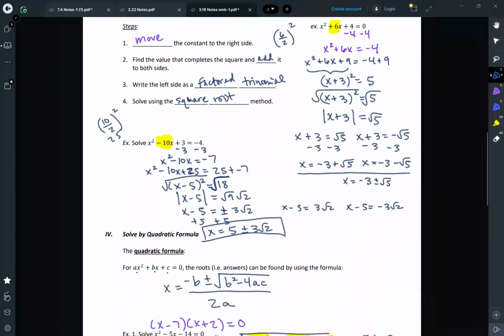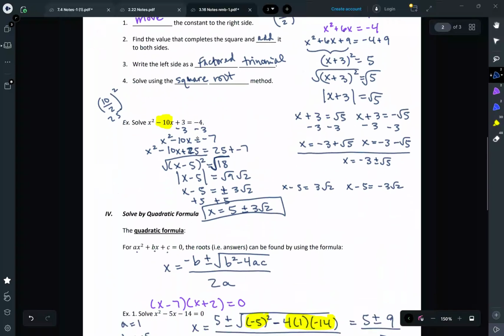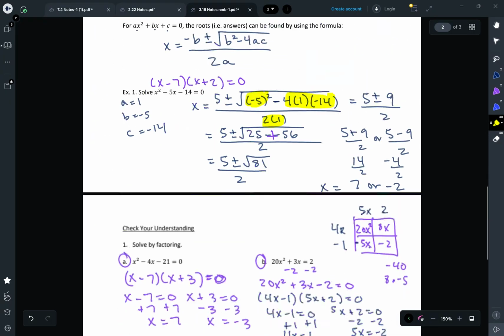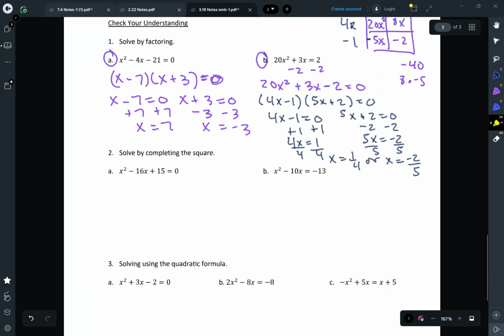So completing the square, you're moving your constant away from your x squared, like we did here. And then you're adding that b over 2 squared to both sides. You're factoring it, taking a square root. So you're setting it up to use that square root method. So go ahead and try A and B and then come back and check.